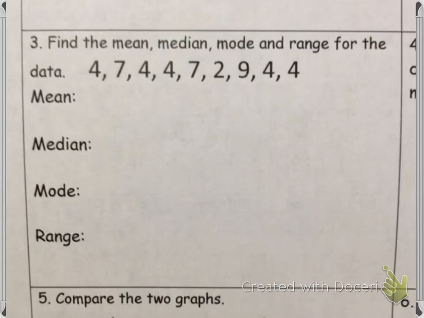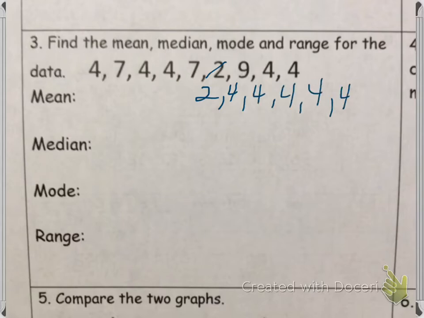All right, number 3. Find the mean, median, mode, and range for the data. Now, you guys, in order to find the median, mode, and range, we really want to have those numbers in order from least to greatest. For the mean, it doesn't matter. But I'm just going to take these and rewrite them right now. So the smallest number is 2. Then I have 4, 4, 4, 4, 4, 7, and 9.